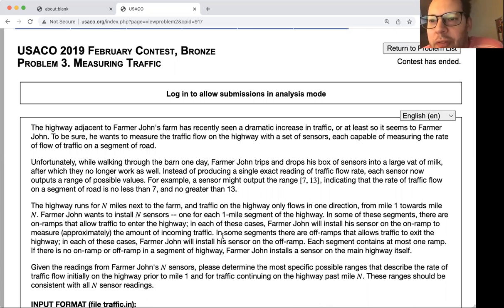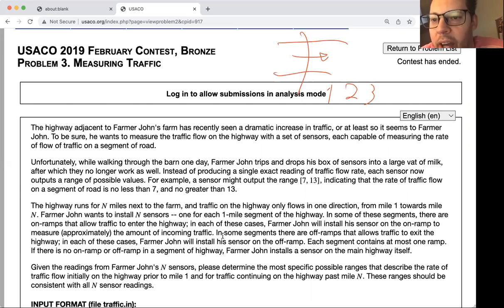The highway adjacent to Farmer John's farm has recently seen a dramatic increase in traffic, or at least so it seems to Farmer John. To be sure, he wants to measure the traffic flow on the highway with a set of sensors, each capable of measuring the rate of flow of traffic on a segment of road. So basically, a sensor that sits across the road, and every time a car drives over it, that counts like 1 and then 2 and then 3, and counts how many cars go by.